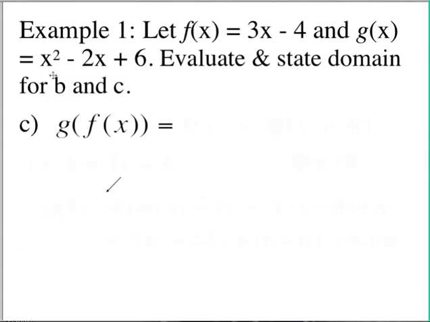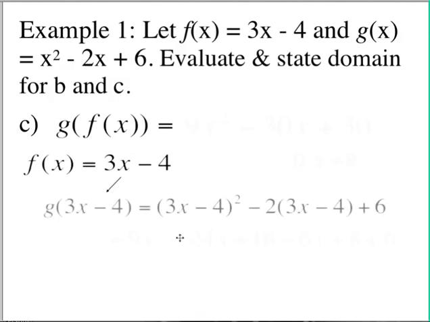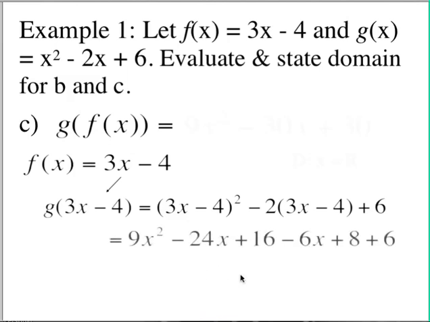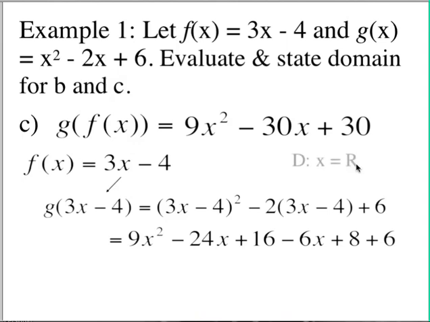Then in example C, I just flipped it around. Let's do the f function first, and then take that and plug that into the g function. And when I do that, you can do the box method to simplify it and then combine like terms. And then at the end, you should end up with, where's my answer? It's not on here. Oh, I put it up here. 9x squared minus 30x plus 30. And then the domain for this, once again, it's another quadratic, is going to be all real numbers.